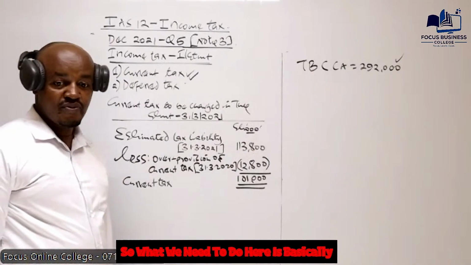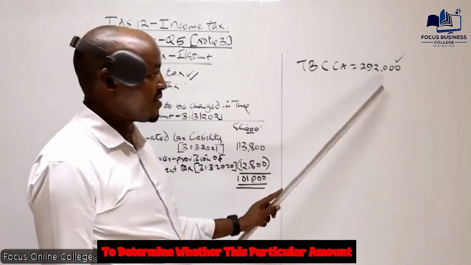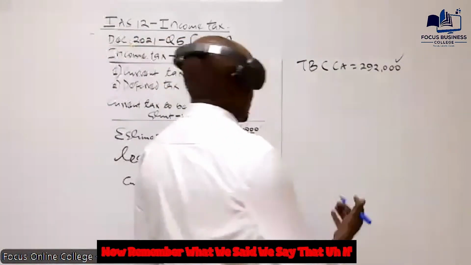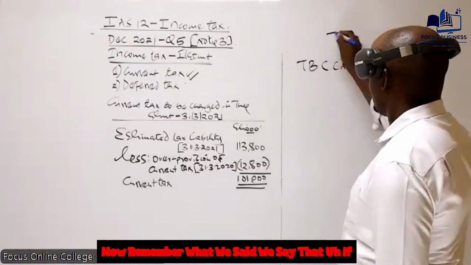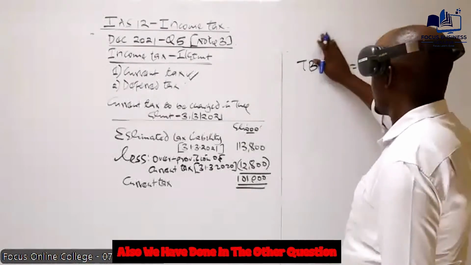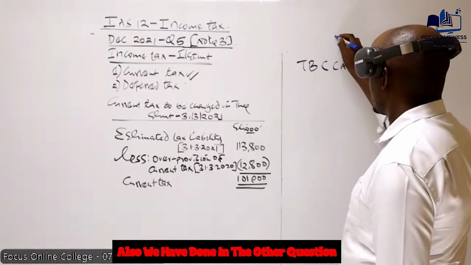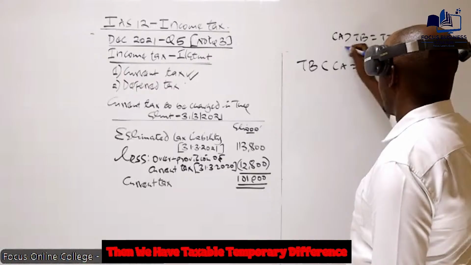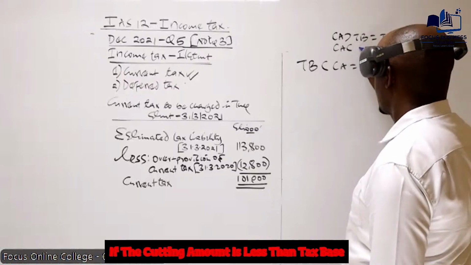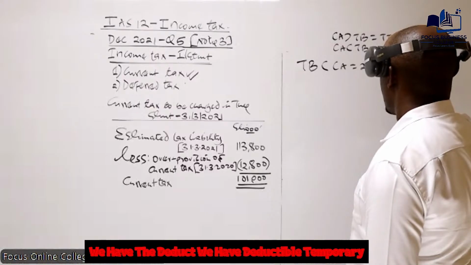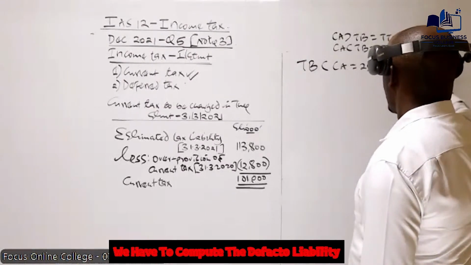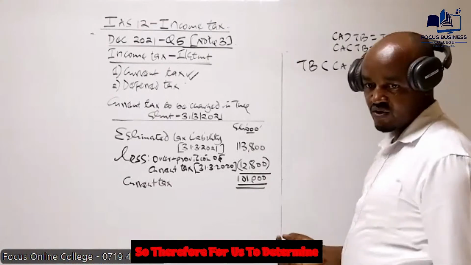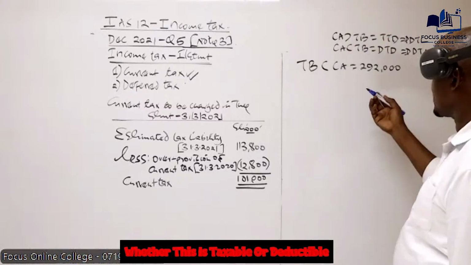So what we need to do here is to determine whether this particular amount is a taxable or a deductible temporary difference. Remember what we said. If the carrying amount exceeds the tax base, is greater than the tax base, then we have a taxable temporary difference, in which case we compute the deferred tax liability. If the carrying amount is less than the tax base, we have a deductible temporary difference, and here we compute the deferred tax asset.